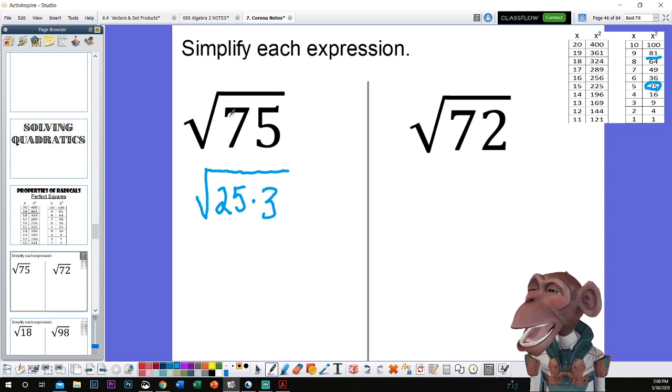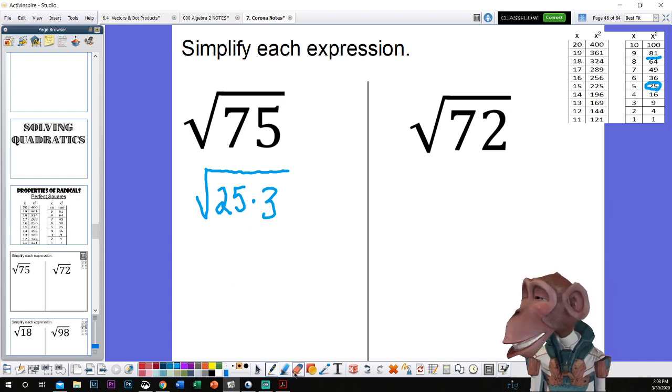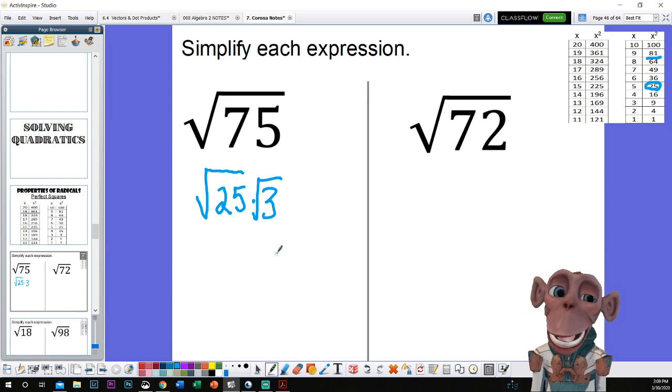All I did was take the 75 and divide it by all these numbers until I got one that worked. Once I got that, 75 divided by 25 equals 3. You would agree that 25 times 3 equals 75. If you're not sure, go ahead and use that calculator. Next, I'm going to think of these as two separate roots. So I could also write it like this, where I have the square root of 25 times the square root of 3. Those are both the same thing.